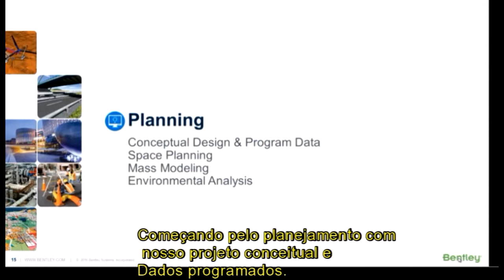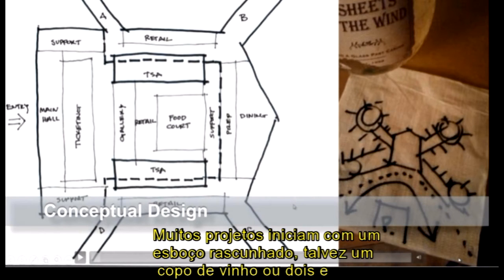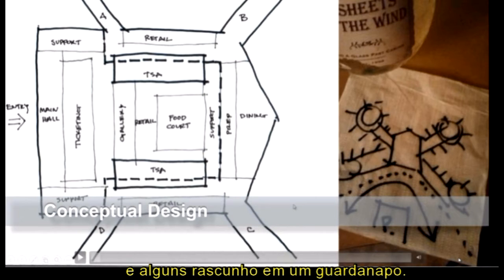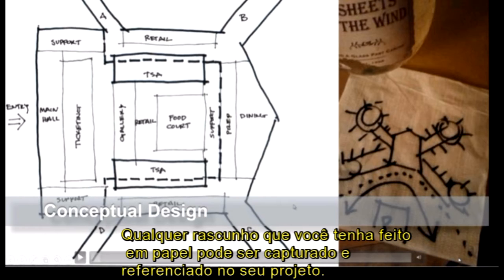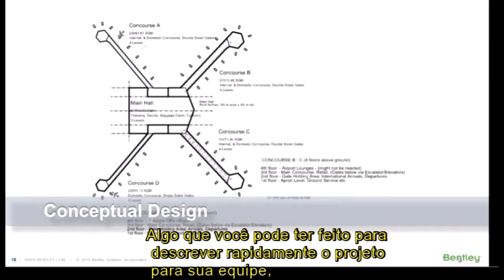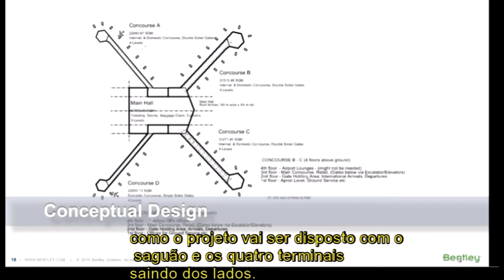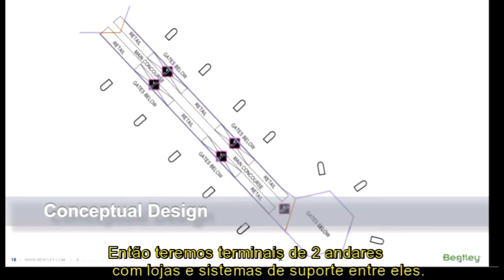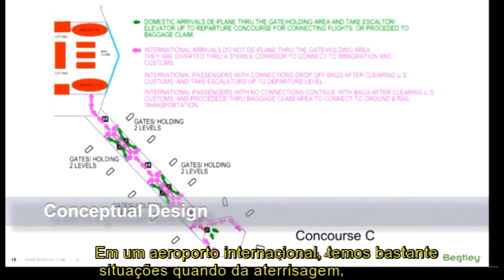Starting off with planning with our conceptual design and program data. Most projects start off with some sketches, maybe over a glass of wine or two, and some sketches on a napkin, but any freeform drawings that you've done can be captured in and referenced into your project. You need to be making some line work, describing to others on the team how the project will be laid out with the main hall in the center and then the 4 concourses coming off the sides. And then we'll be having 2-story with main concourse and retail and support systems in between.